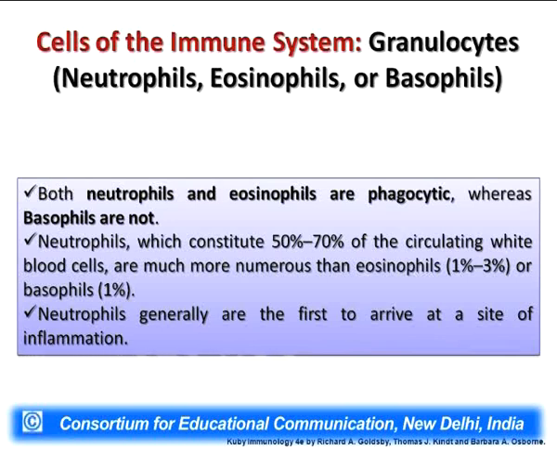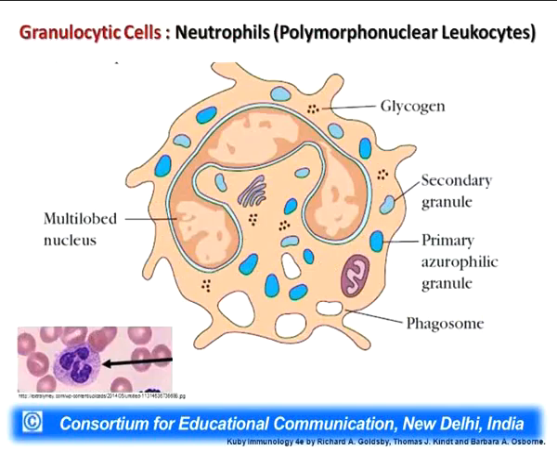So these neutrophils constitute about 50 to 70% of the circulating white blood cells, and they are the most essential part of the circulation because neutrophils are the first cells to arrive at a site of inflammation, or at the site where an injury or any kind of problem or disease condition has occurred within our body. So the neutrophils are very critical and essential. Then come the eosinophils, which are about 1 to 3%, and the basophils, which are only 1%.